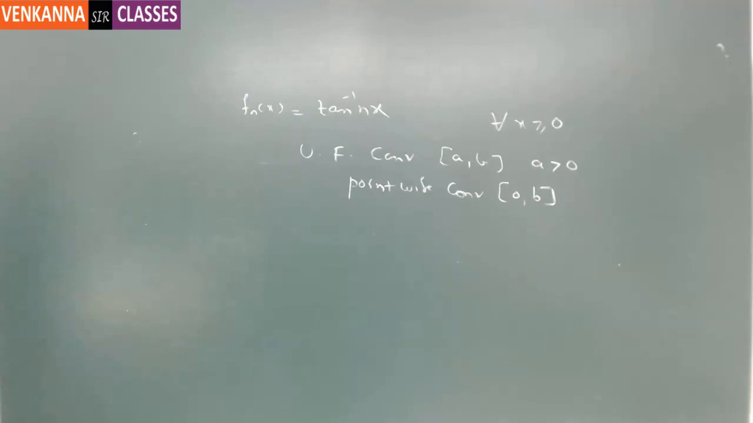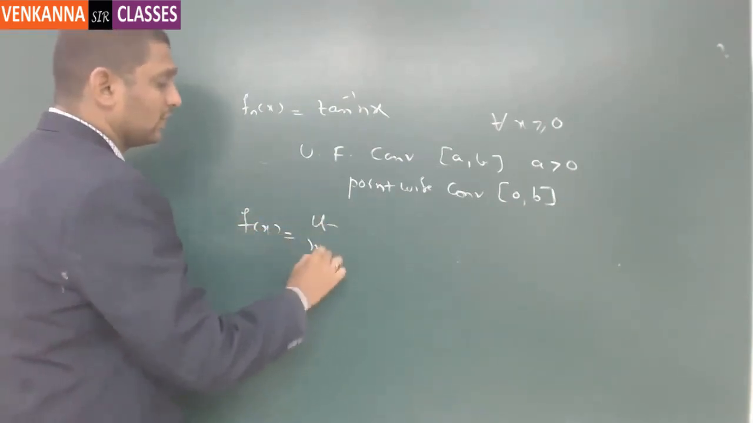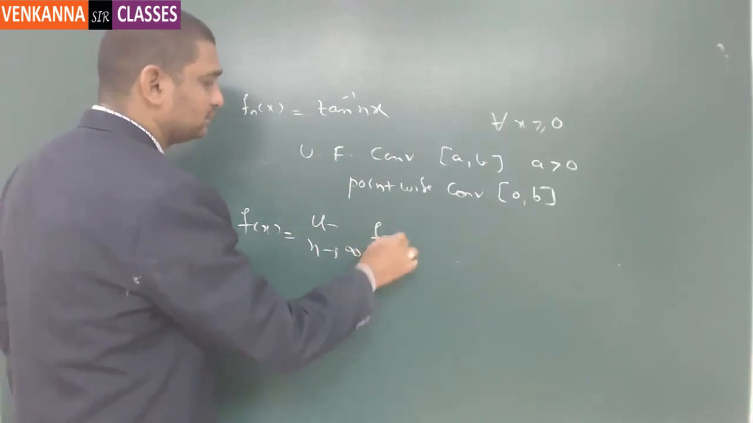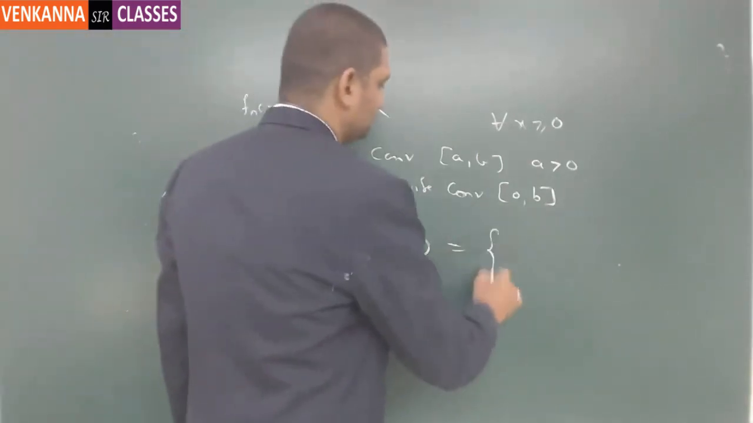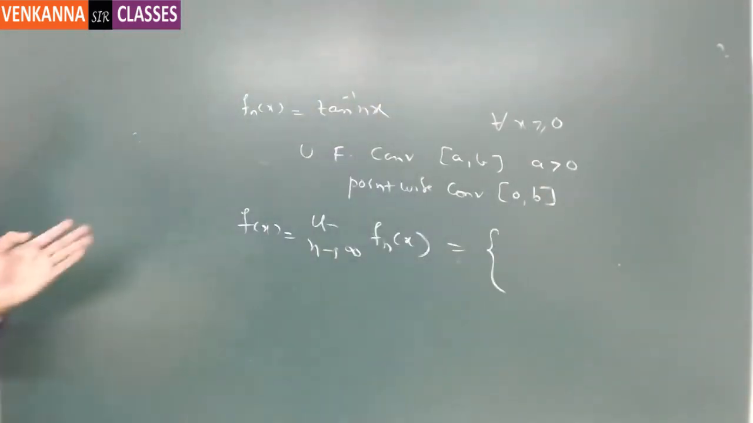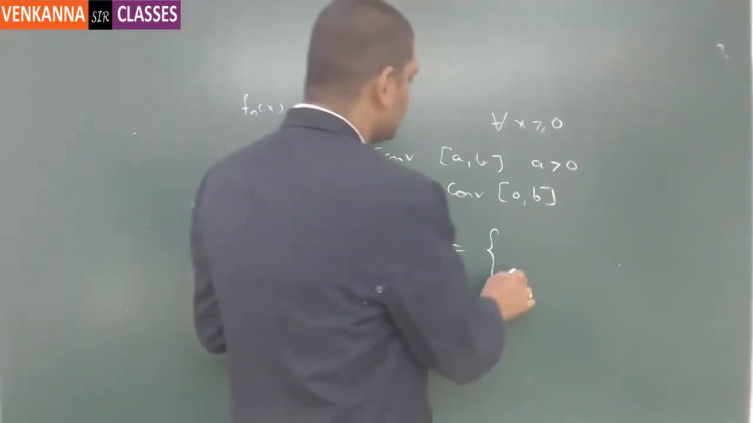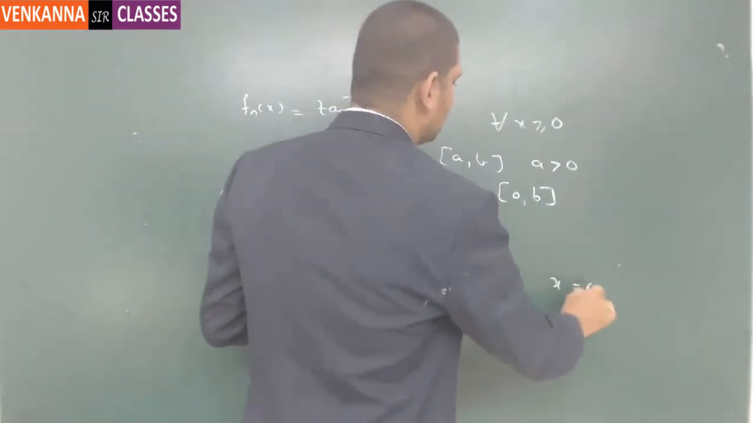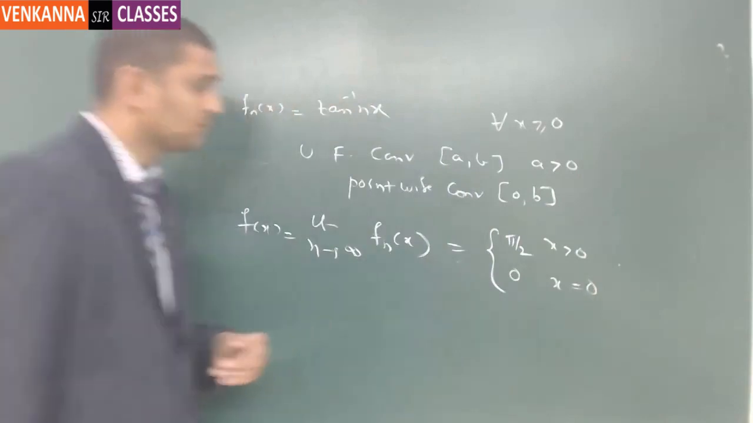Now let us do as usual. You take f of x, the limit as n tends to infinity of fn of x. Since you are taking all x greater than or equal to 0, you may take x as 0 and you may take x as positive. So if you take x as 0, the limit appears to be 0. If you take x as positive, it will be pi by 2. Accepted?